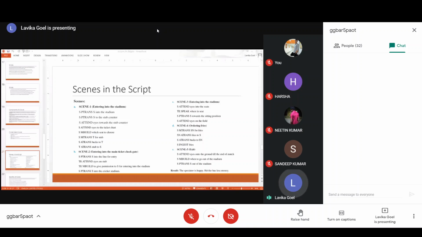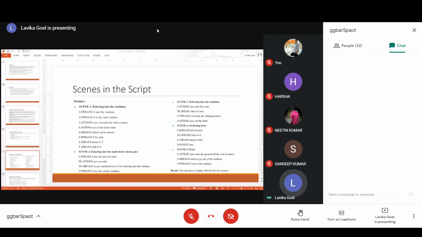Then S A trans bucks to this because he has to give money in return. So he's giving bucks to a snacks person, and then after paying he is eating. So S ingests the fries. So all these things are over. Now he is exiting. So last scene, scene number 5.